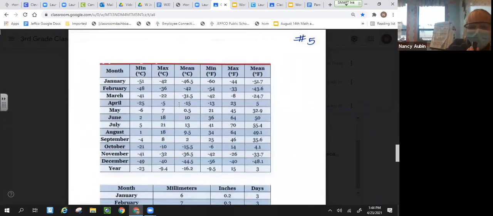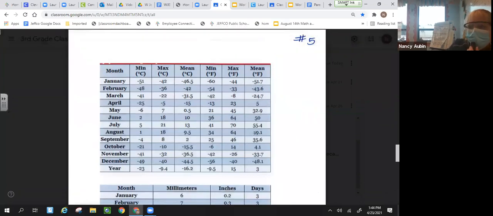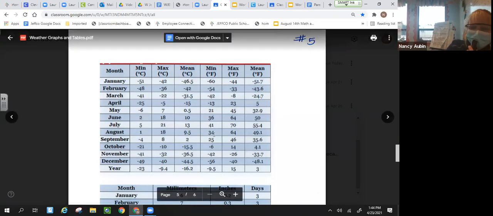Wow, big difference. Anybody notice the negative signs? That means below 0. This is the coldest place. I never want to go here. I call it the coldest place on earth. I don't know if it is, but it's cold. Negative 51 is the average temperature in January. And people actually live here. The warmest it ever gets is in the summer in July with 55 degrees as the average. It could get to 70, but the average is only 55.